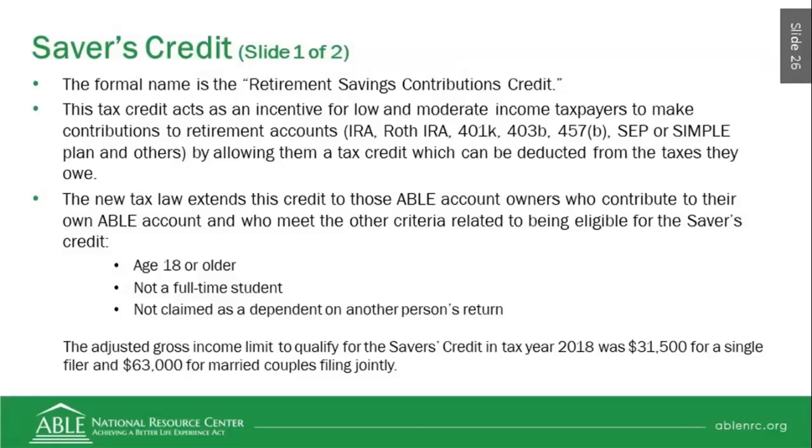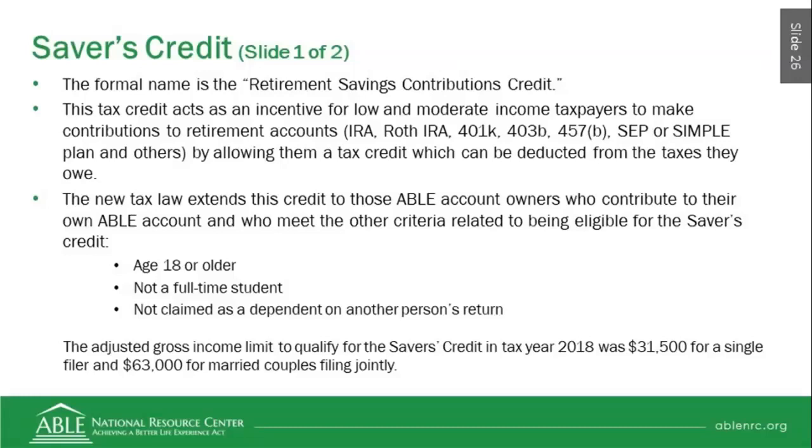And again, you're encouraged to identify a savings goal and create your plan to achievement. So with that, the formal name for the Savers Credit is the Retirement Savings Contribution Credit. It is a tax credit as an incentive for low to moderate income taxpayers who make contributions into a retirement account. It will give the taxpayer a credit which can be deducted by taxes owed.